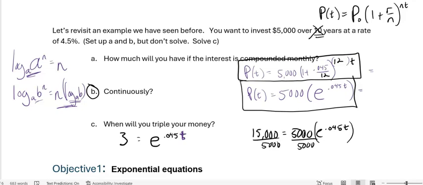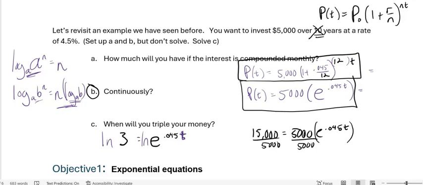Okay, so that means I can use log base e. That looks messy, but what does that right-hand side simplify to? It gets real simple. But if I take the log of the right side, I've got to take the log of the left side. In this case, I'm using the natural log.